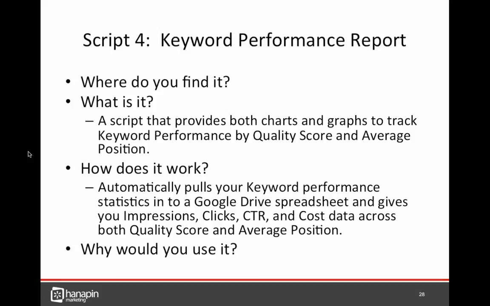And then the fourth script that we wanted to talk about is a keyword performance report. It's another one of the specific ones you can find on the Google Developers resource. It provides both charts and graphs to track keyword performance by quality score and average position. So this automatically pulls all of your keyword performance data into a Google Drive spreadsheet, and then it gives you impressions, clicks, click-through rate, and cost data across both quality score and average position.